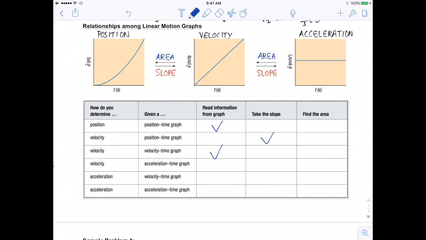If you want to take velocity information from a velocity time graph, read it off of the y-axis. If you need to get velocity information from an acceleration time graph, you're going to need to take the area under an acceleration time graph. If you want acceleration from a velocity time graph, you need to take the slope of the velocity time graph. And finally, acceleration is read off of an acceleration time graph.